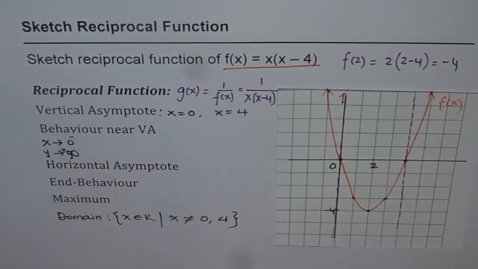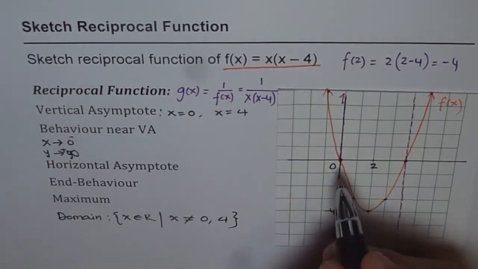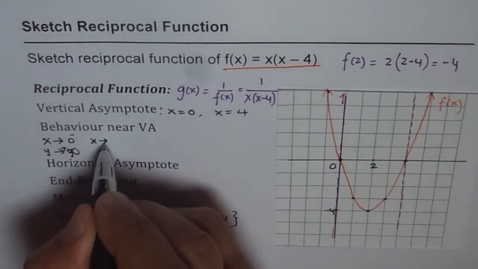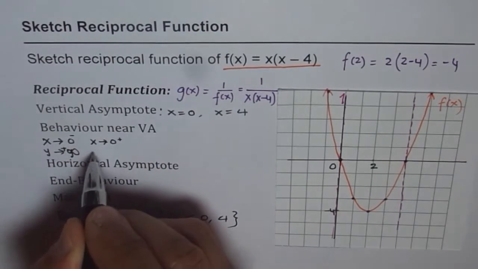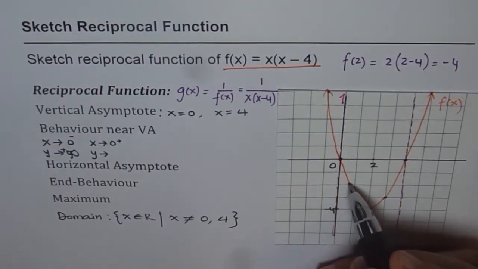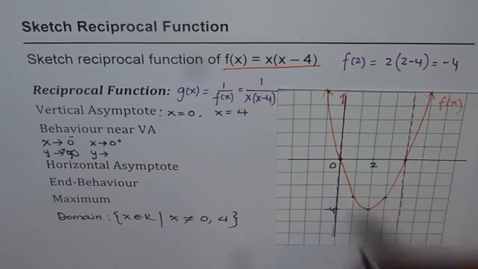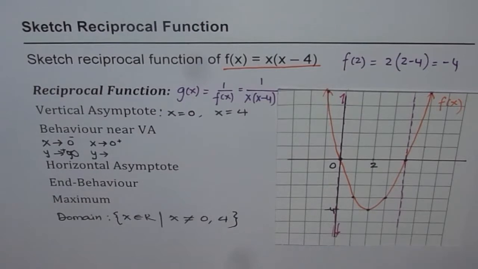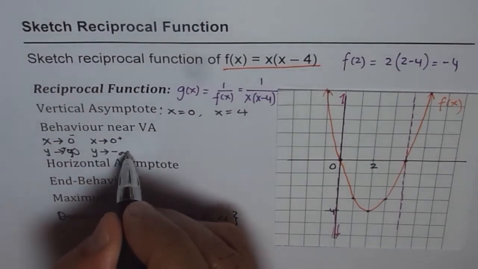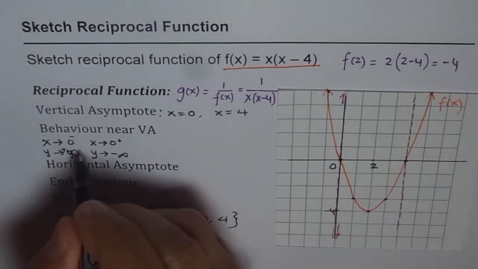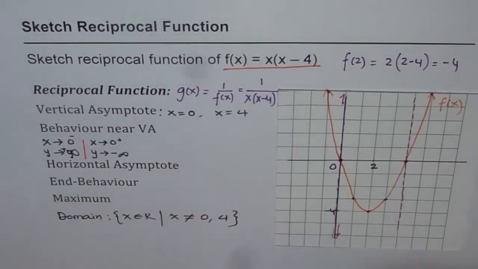How about approaching 0 from the positive side? That means when x is approaching 0 from the positive side, what happens to y? The function is negative, and therefore it should approach negative infinity, right? So that is how it is going to be. It is going to be negative infinity. So that is the behavior as far as the x equals 0 point is concerned.